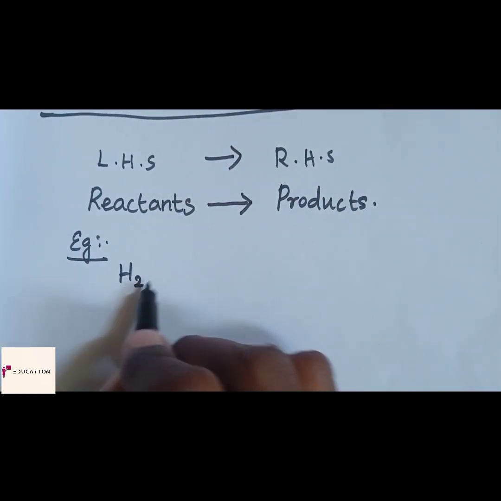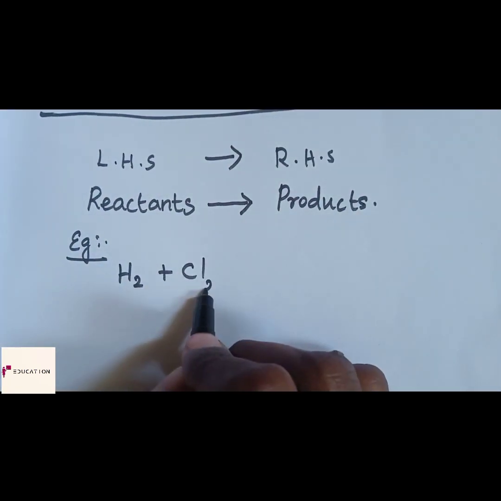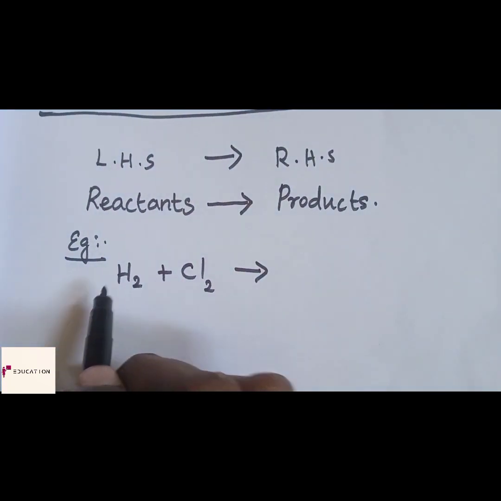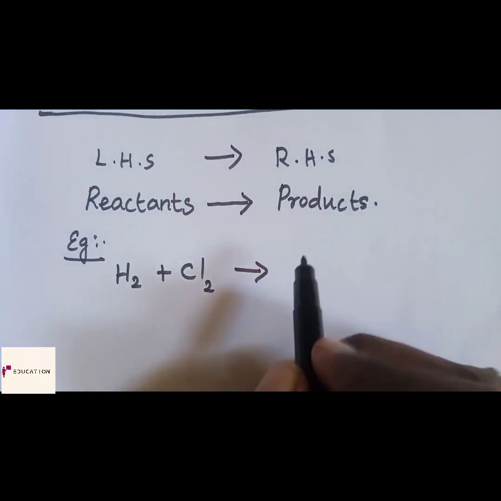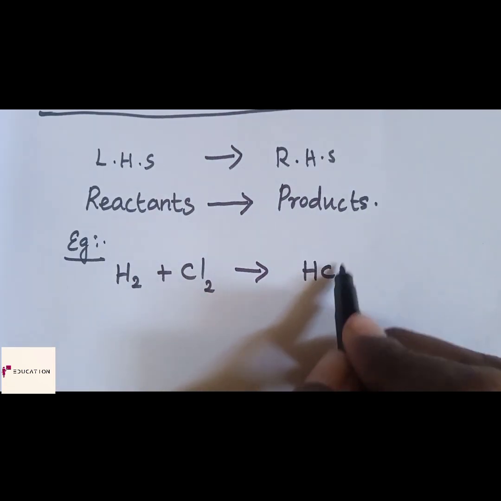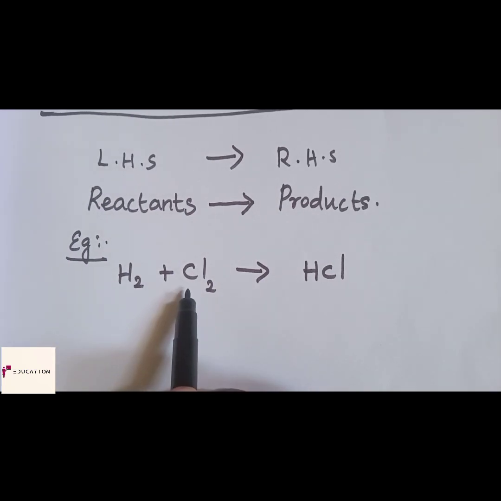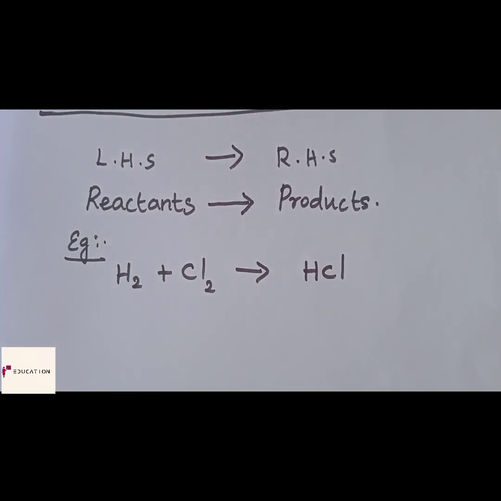Okay, example. Hydrogen reacts with the chlorine atom, it gives... so hydrogen and chlorine, whatever reactants you have taken, here the product will come. What is that? Hydrochloric acid, that is HCl. When hydrogen reacts with the chlorine atom, it gives HCl. Okay, this is good. Reactants give the products.